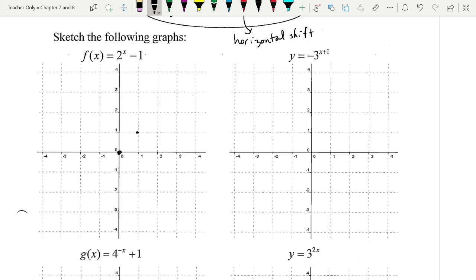Originally my graph went 2 becomes 4. Well, now that 4 is going to become a 3. Originally, my graph went 2 to the power of 3 makes 8. Well, now it's going to make 7, which is kind of off my grid, so I'll just keep going that way. And remember that my original graph had the y-axis as an asymptote. Now, the asymptote is y equals -1.